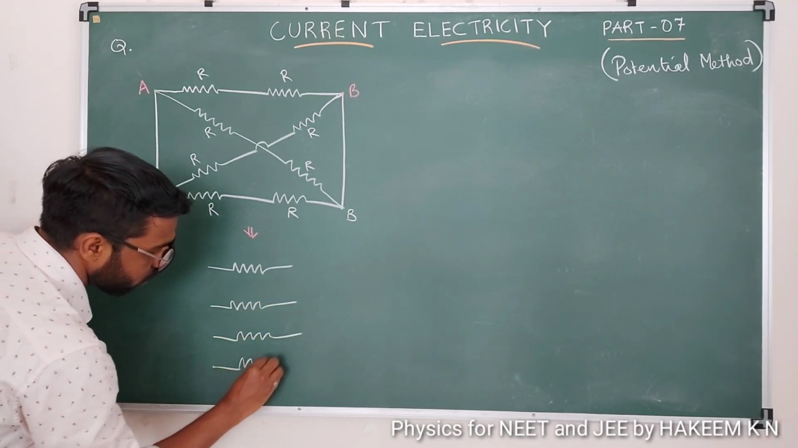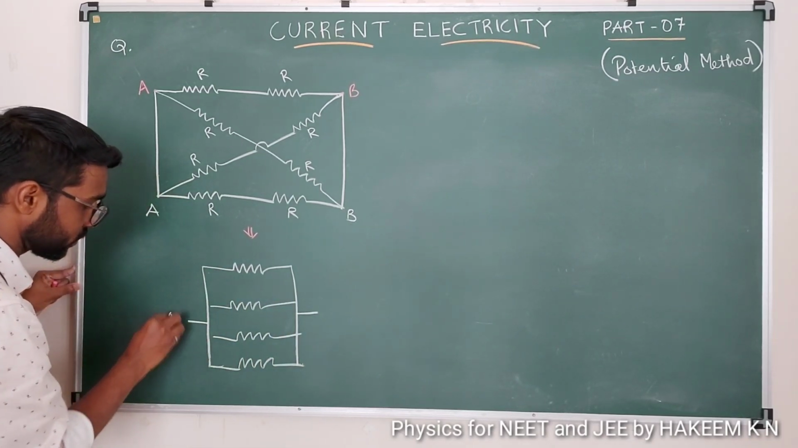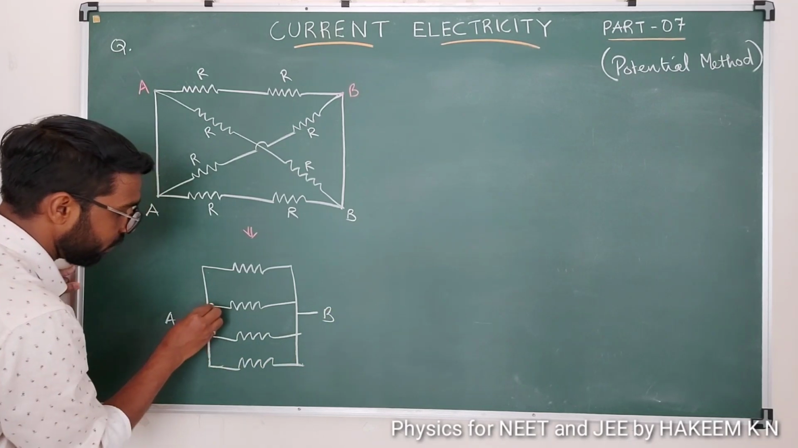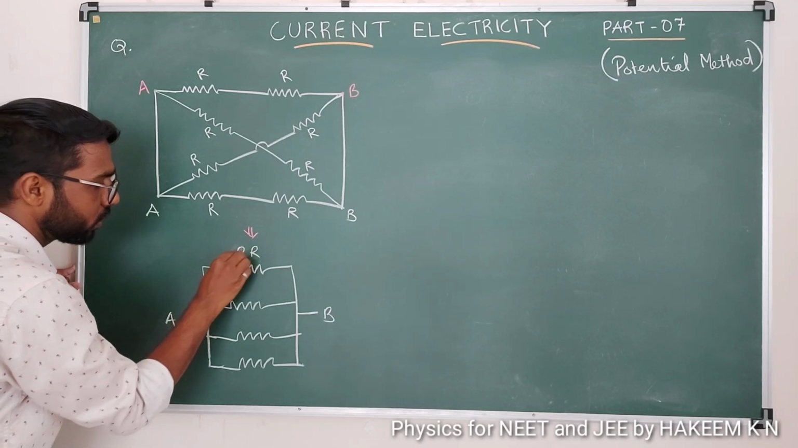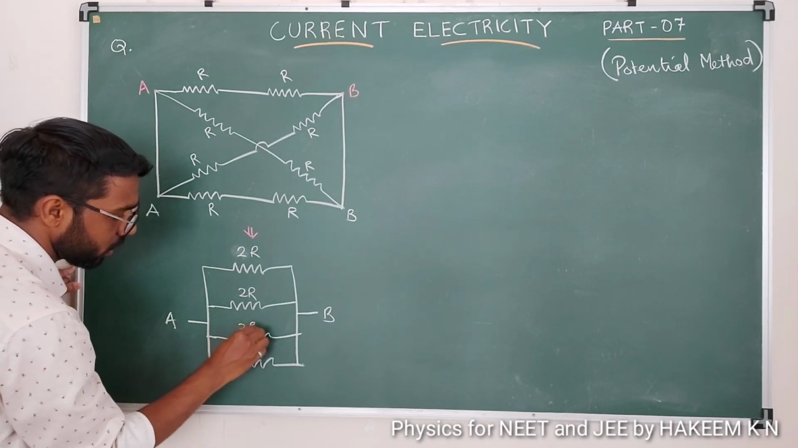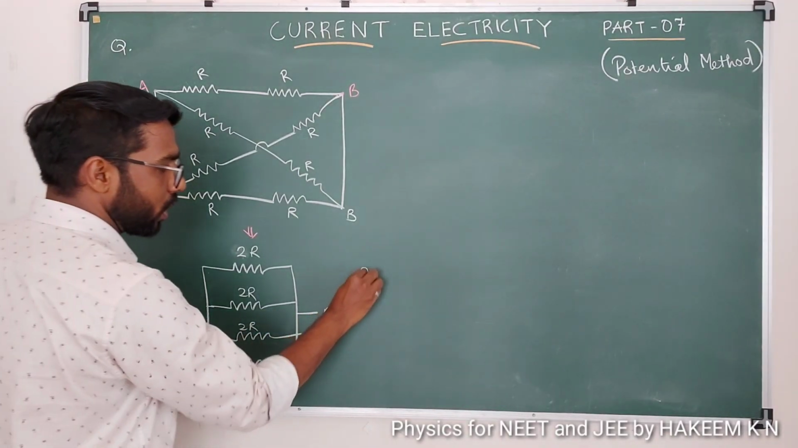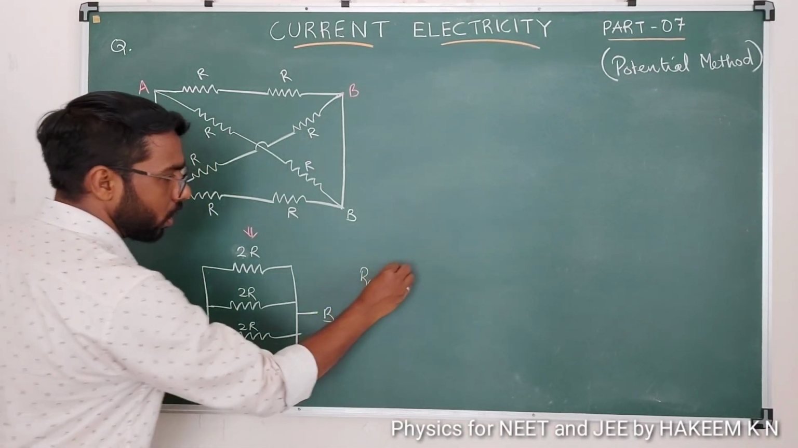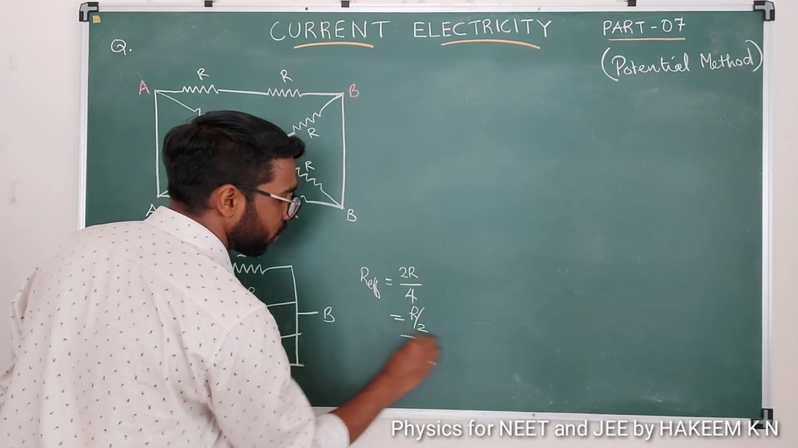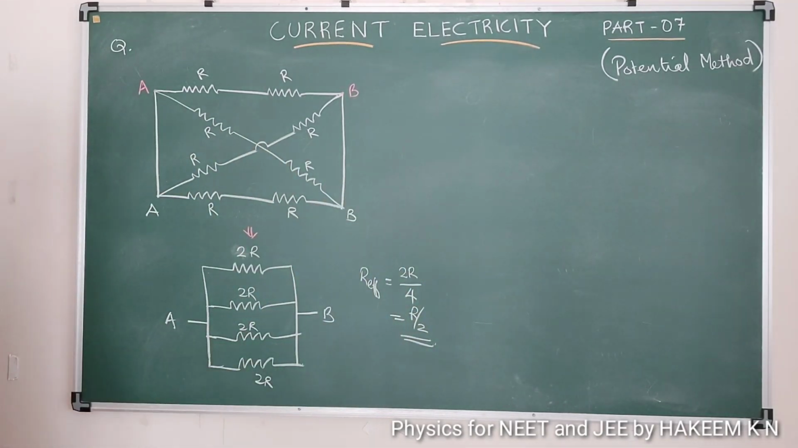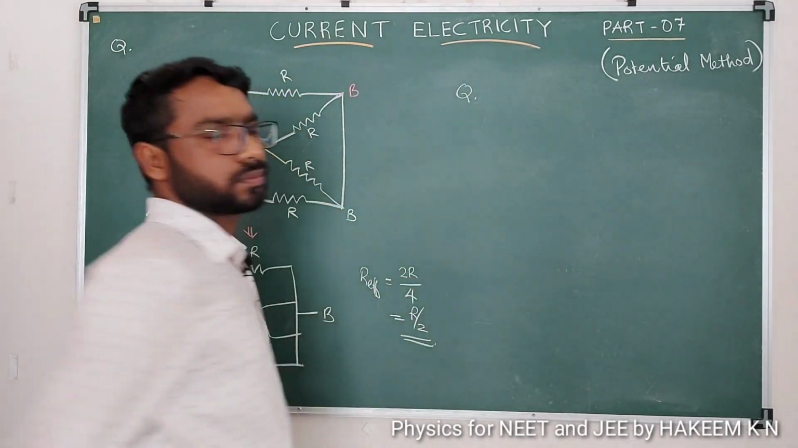we will get 4 identical resistors, having magnitude 2R, connected in parallel between A and B. So R effective equals 2R connected 4 times in parallel. So 2R by 4, we will get R by 2. This is the answer. Okay, next question.